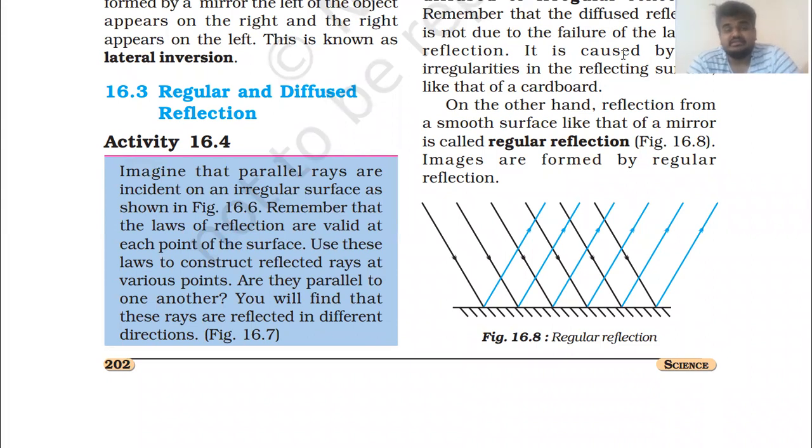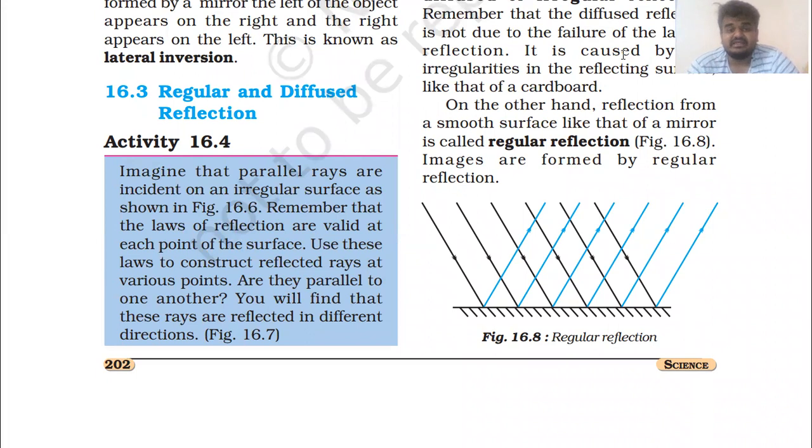In this session, we are going to discuss our next topic, 16.3, that is regular and diffused reflection. Diffused, or simply irregular reflection. And this is activity 16.4. We are going to discuss this topic with the help of this activity only. So let's discuss it.